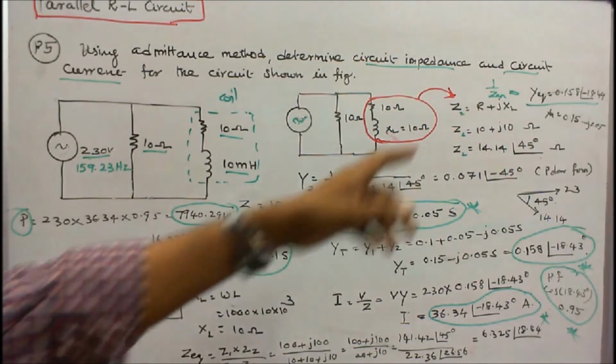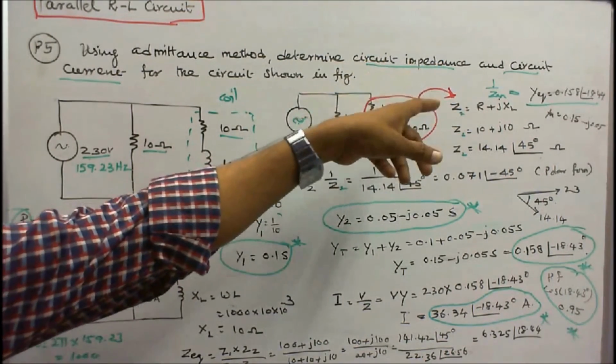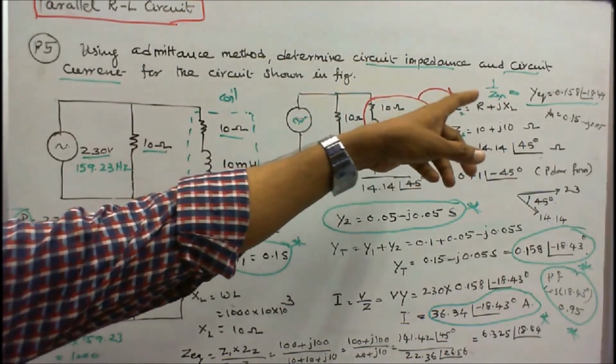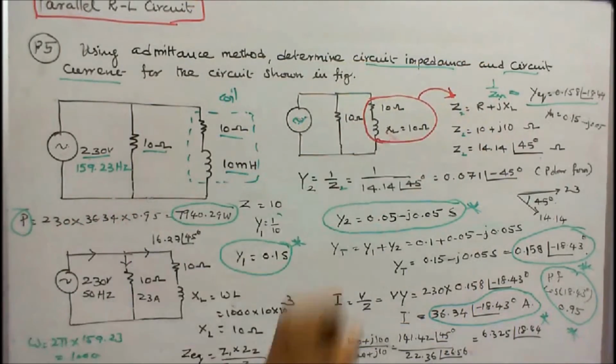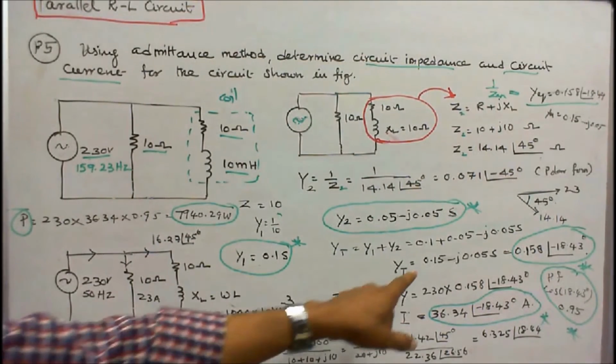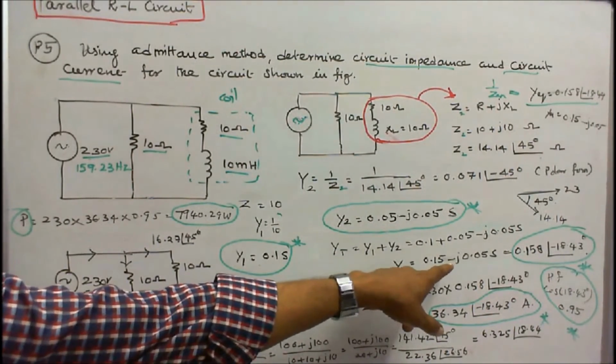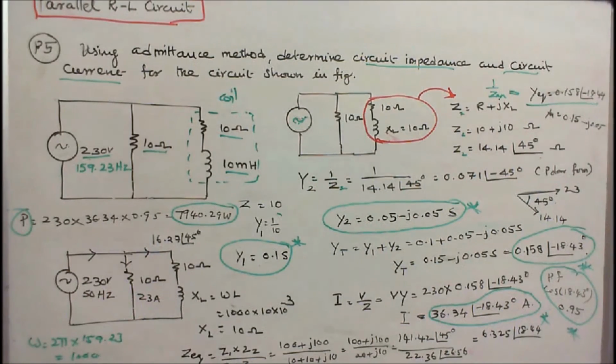I can find the equivalent admittance 1 by Z equivalent, that is equal to 0.158 angle minus 18.44 degrees in polar form. In rectangular form, 0.15 minus J 0.05 Siemens.